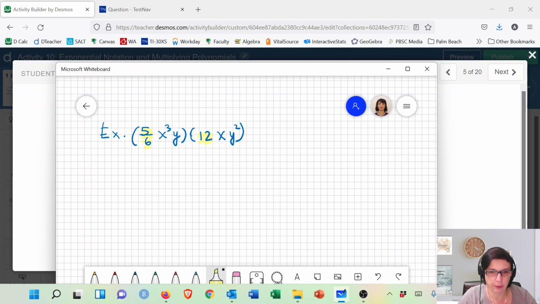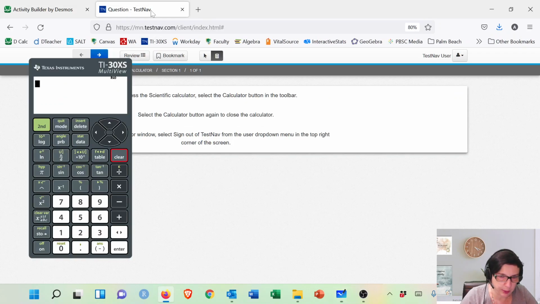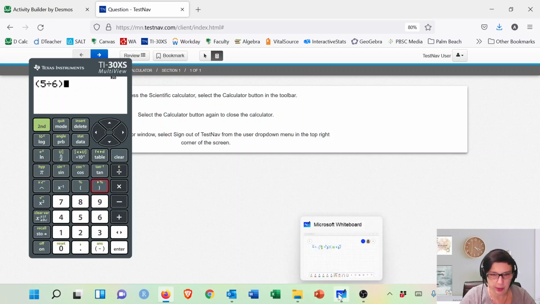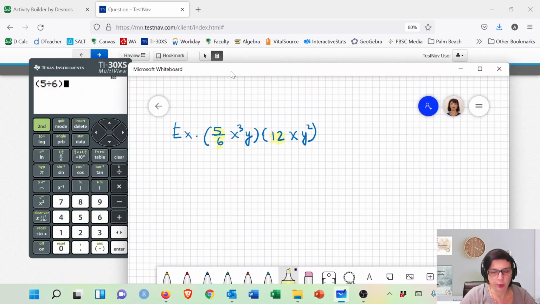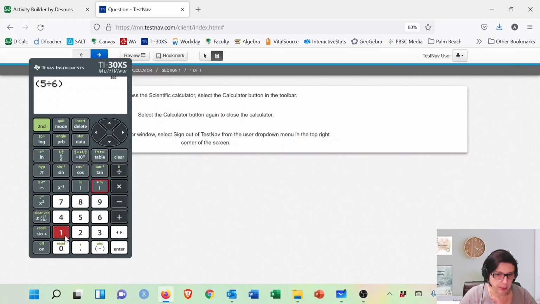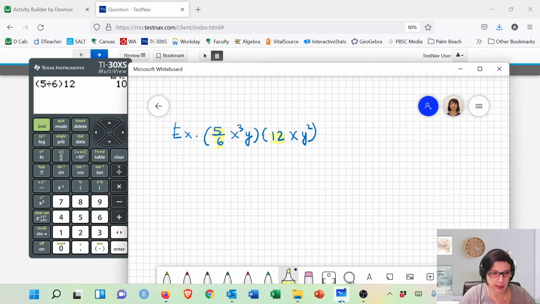If you don't feel like doing that in your head, that's not a problem. What you do is take 5 over 6, so I'm just going to enter that, and I'm going to put it in parentheses even though you do not really need to. Let's say I just don't want to put multiplication. Multiplication or parentheses is the same thing, and I'm just putting 12 next to it. That's it. It tells me that that's 10. You could do times if you want, or you can just say 10. So that's going to be 10.